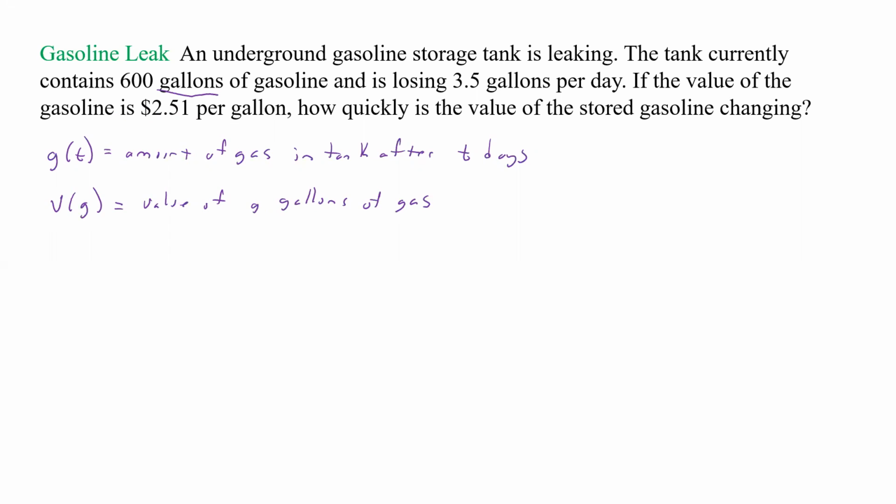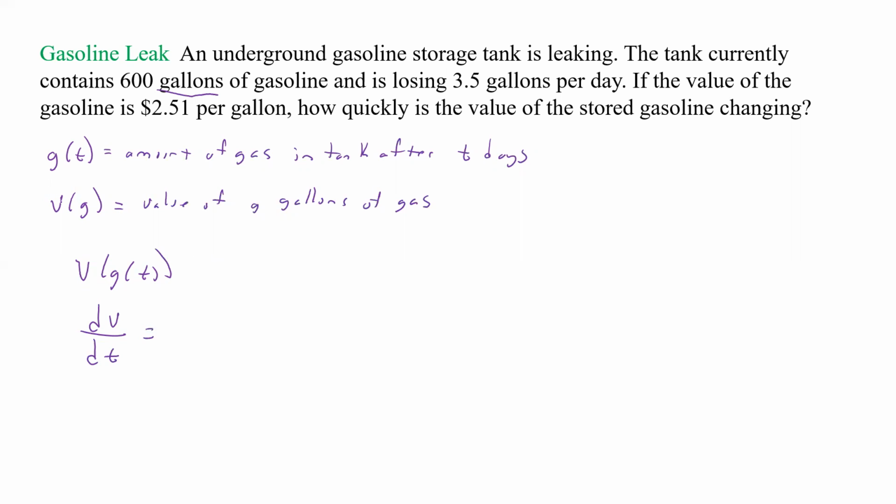Now it says, how quickly is the value of the stored gasoline changing? Well, what is our actual function we're looking at? We're looking at a composed function. We're looking at V of G of t, because we can plug that G into here and we'll have V of G of t. And so that means what we need to do is find dV/dt.